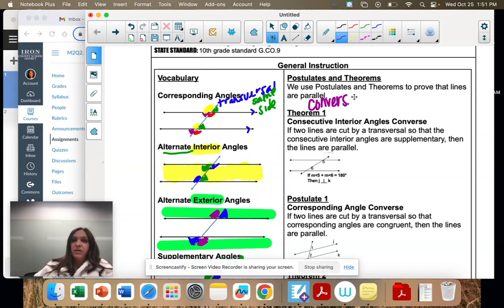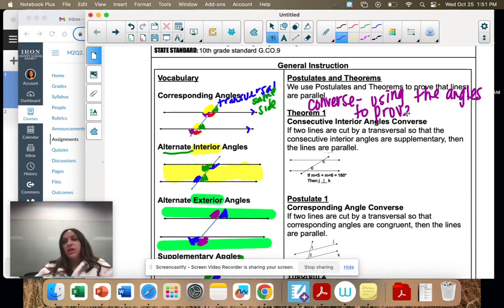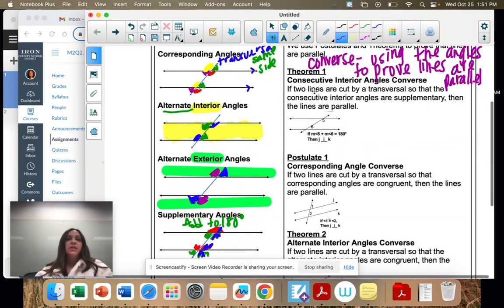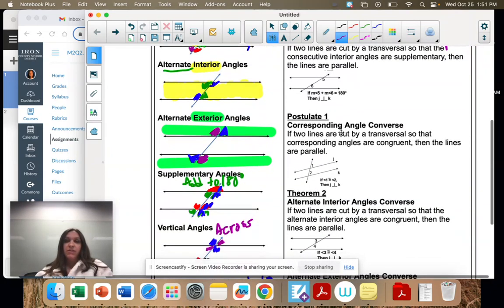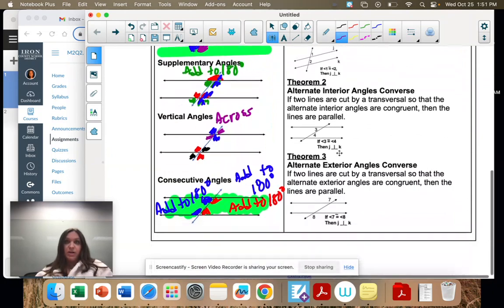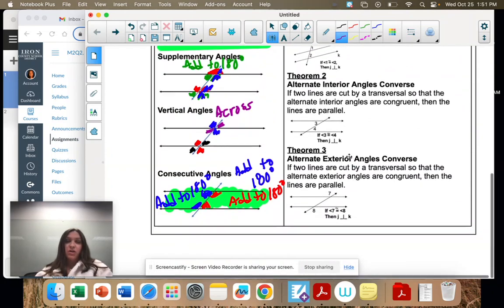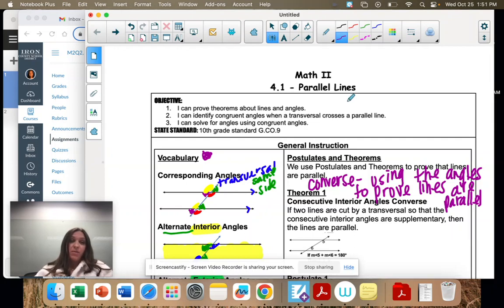And converse means we're using the angles to prove lines are parallel. And over here, we use the parallel lines to show the angles. So converse just means the other way. So it's the same thing. If we have consecutive angles, that means the lines are parallel. If we have corresponding angles, that means the lines are parallel. So these are similar to the ones you've already done. And you're going to need to know this vocabulary and how the angles work to do the problems in this section.